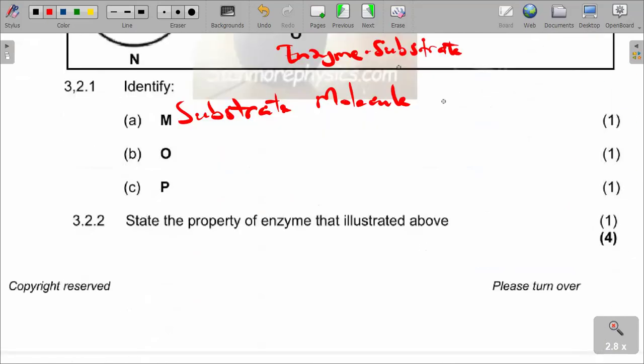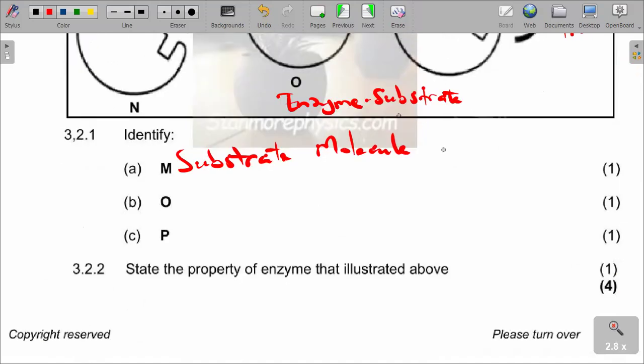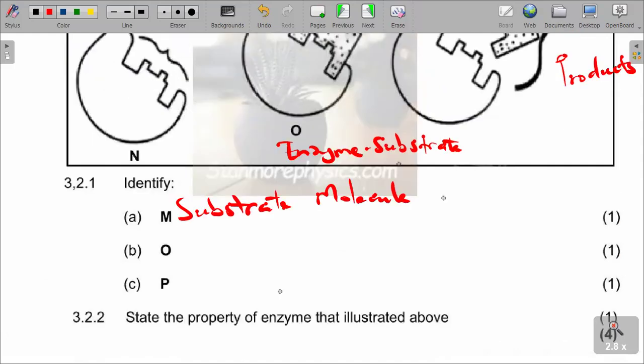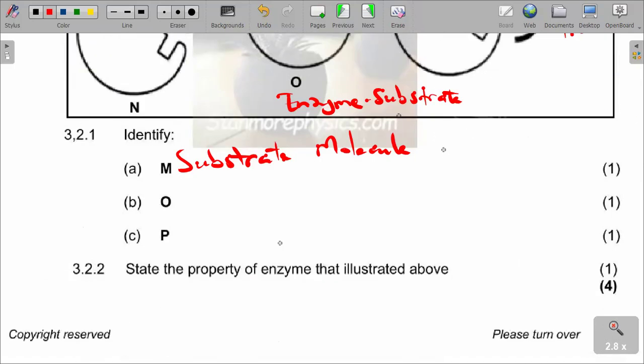State the property of enzyme that is illustrated above. What is happening here is that enzymes don't work haphazardly, but they are quite specific. They actually work on a specific substrate. So this is showing that enzymes are substrate specific.